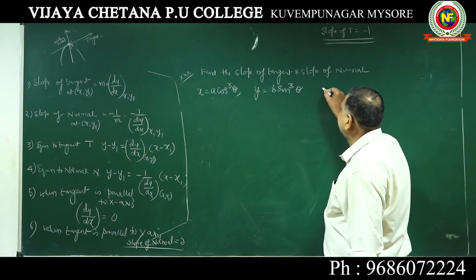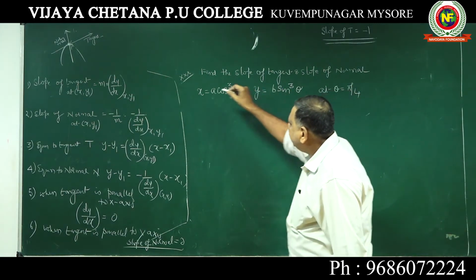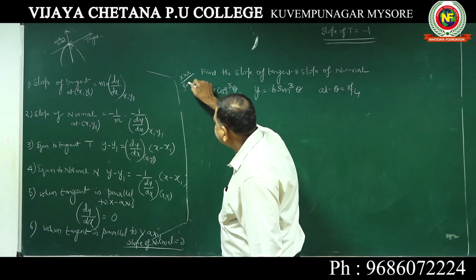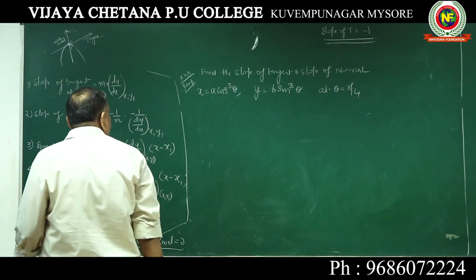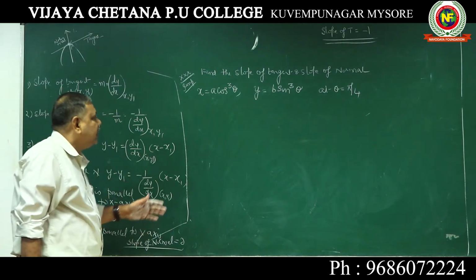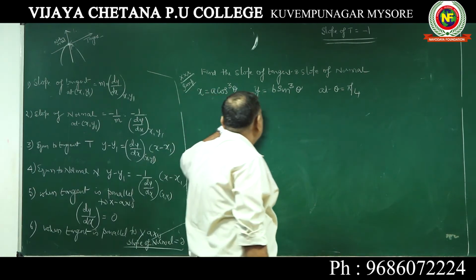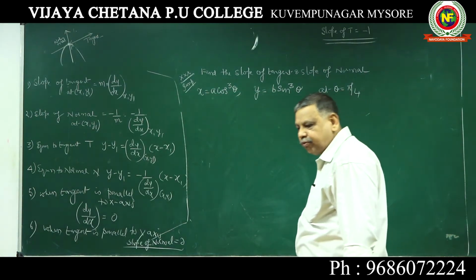Very important question for examination. Find the slope of tangent and slope of normal to the curve x equal to a cos cube theta, y is equal to b sin cube theta at theta is equal to pi by 4.